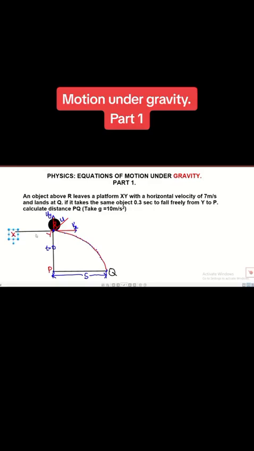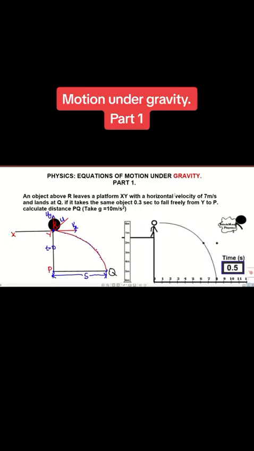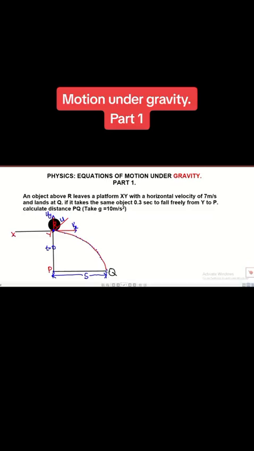Now the question says an object, this is the object R, leaves a platform from X to Y, which is the platform, with a horizontal velocity of 7 meters per second and lands at this point Q. If it takes the same object 0.3 seconds to fall freely from Y to P, calculate the distance PQ.